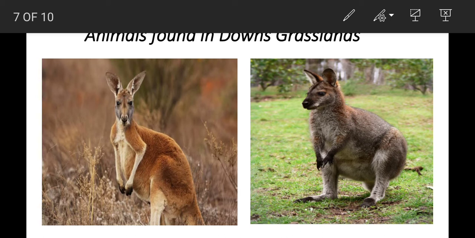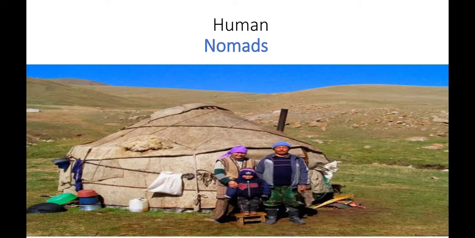Next is humans. First of all, nomads. Nomads are people who travel from one place to another. The Kyrgyz of the steppes own large herds of horses, sheep, goats and oxen. The Kyrgyz are tribals or nomads, and they have their own horses, sheep, goats and oxen.